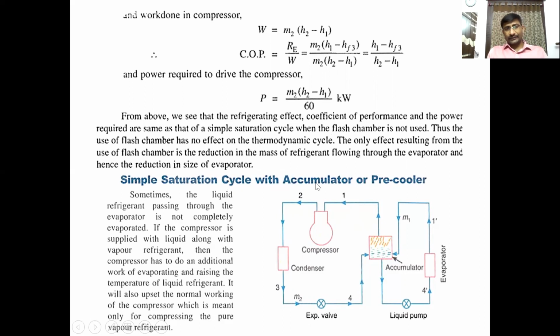So what is the difference between the flash chamber and pre-cooler? Let us study this pre-cooler. What is the pre-cooler? It is also a storage device, which is also used to separate the liquid and vapors. But the difference between that method and this method is that the refrigerant coming from the evaporator in the previous method is directly sent to the suction of the compressor.